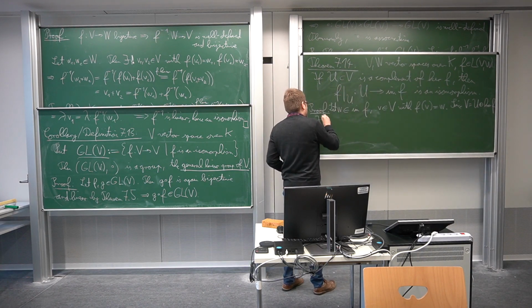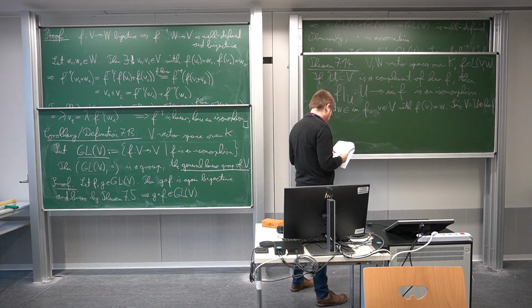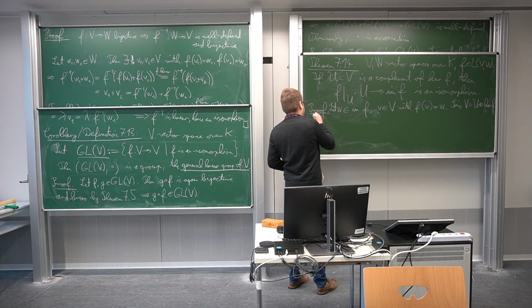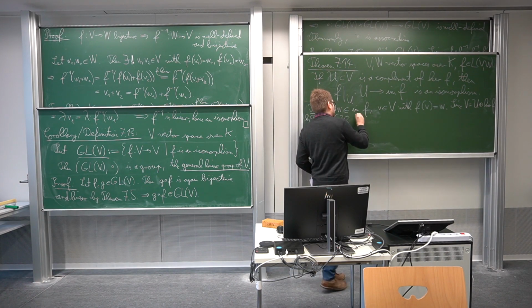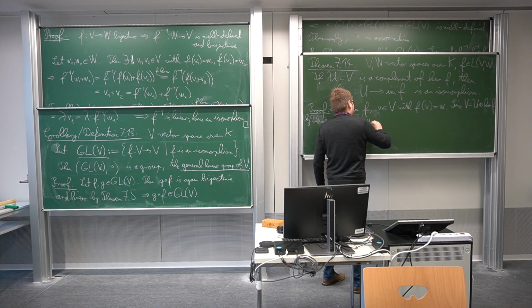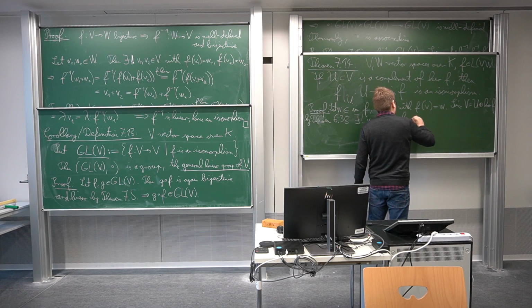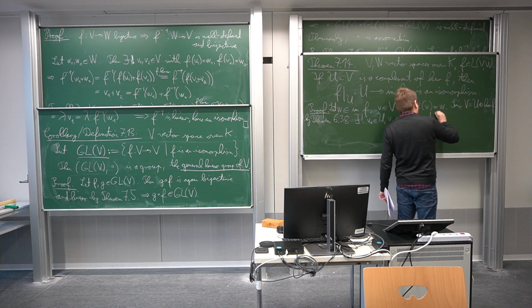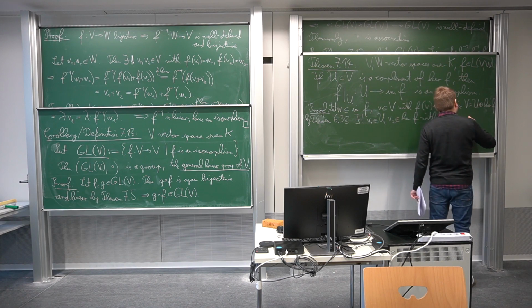There again exist unique vectors, and this was a theorem. Do we have a theorem? Yeah, theorem 638. By theorem 638, there are unique vectors V1 in U and V2 in the kernel of F, with V equal to V1 plus V2.